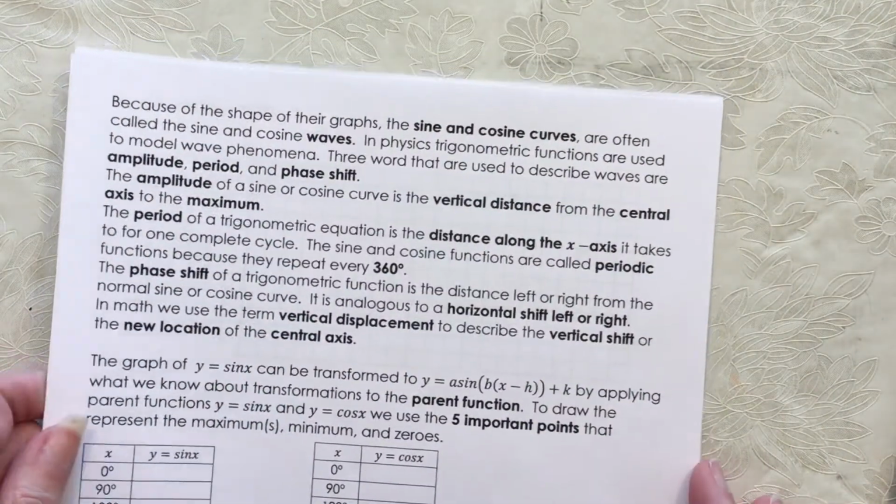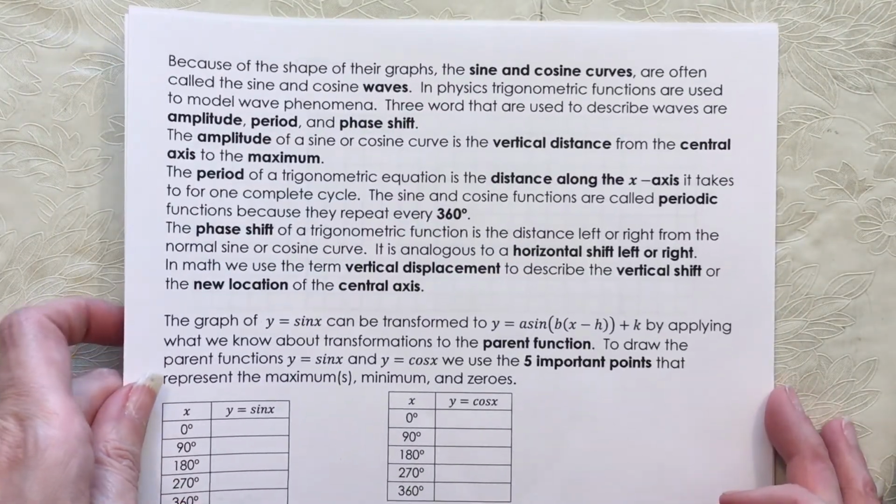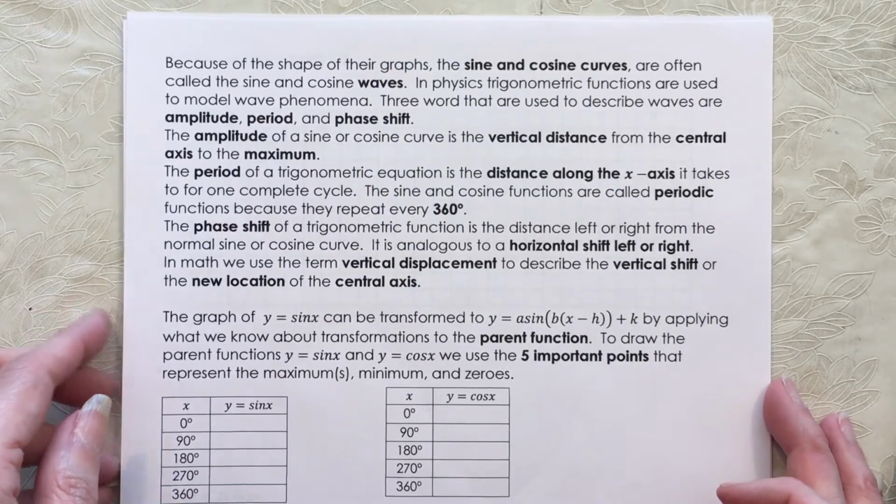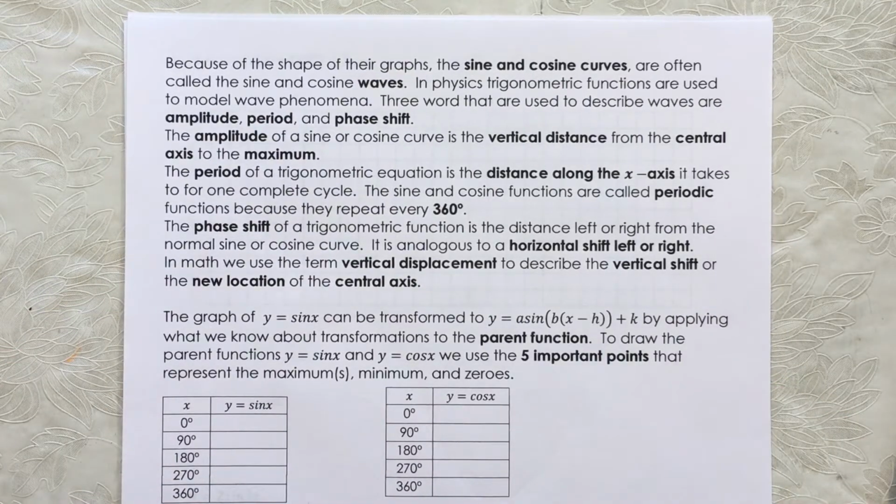Okay, so there are lots of wave words that are math words as well as physics words. In math and physics, they kind of go together a bit for sine and cosine curves. Because of the shape of their graphs, the sine and cosine curves are often called the sine and cosine waves. In physics, trig functions are used to model wave phenomena. Three words that are used to describe waves are amplitude, period, and phase shift.